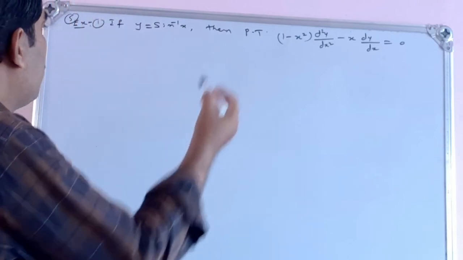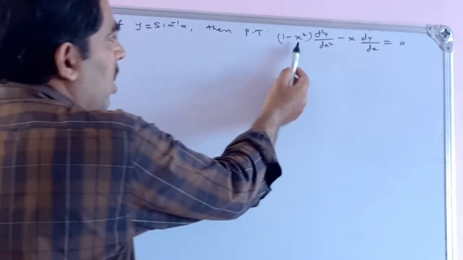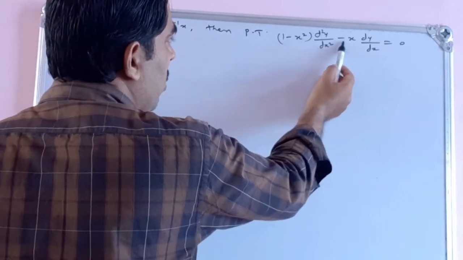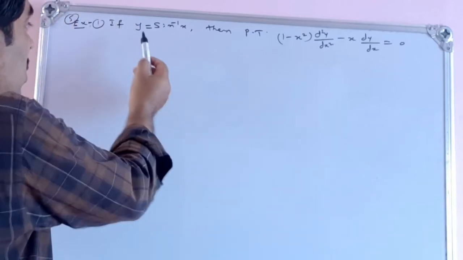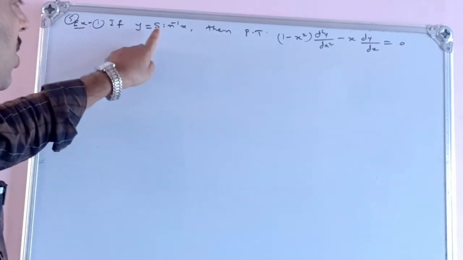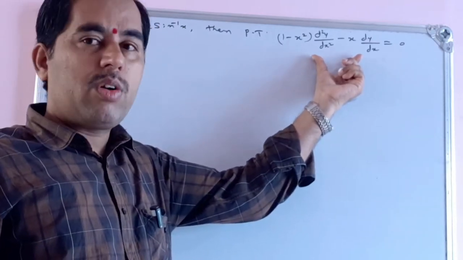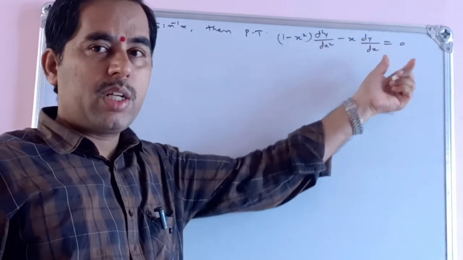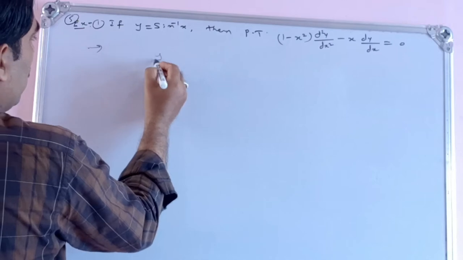Let us read the first problem. If y equals sin inverse x, then prove that (1 minus x square) into d square y by dx square minus x into dy by dx is equal to 0. The given function is an inverse trigonometric function, y is equal to sin inverse x. We have to differentiate this function and show that the expression is equal to 0. This is a question of 5 marks.